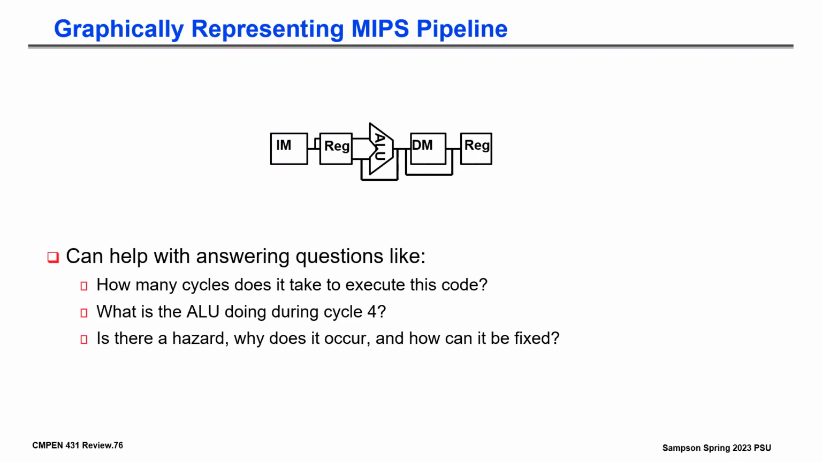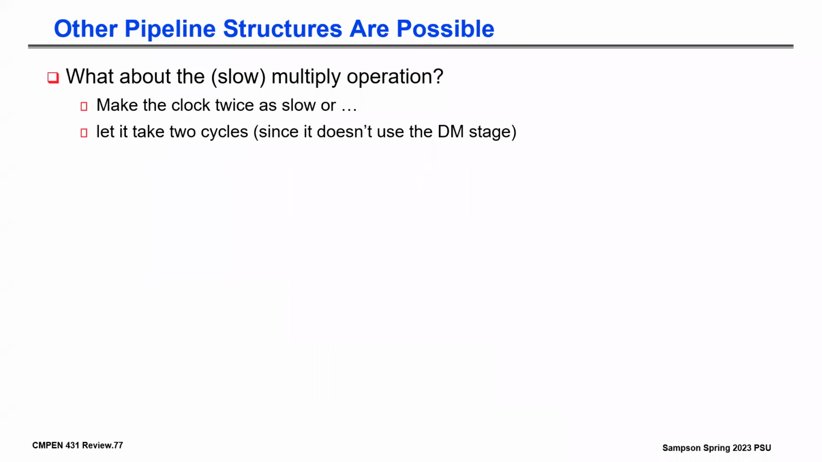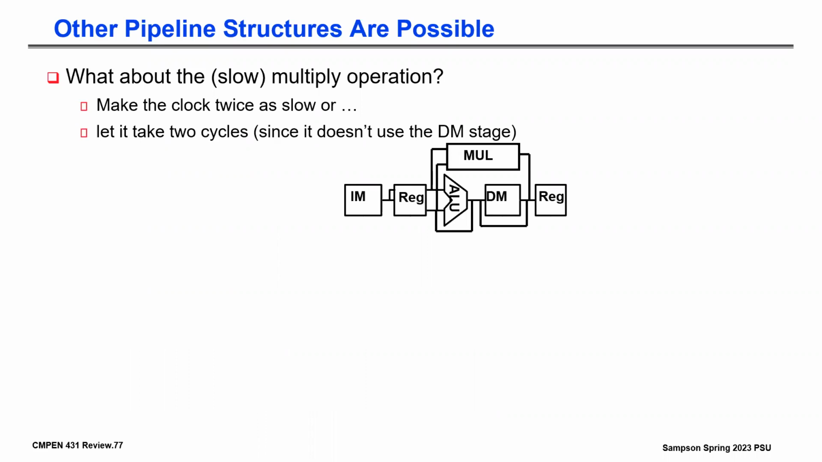Okay. We can ask what the ALU is doing in cycle 4, and we can ask, are there hazards? Why does it occur? How are we going to resolve it? Because again, if everything was feed forward, no hazards, but real things have hazards. Okay, and in any real pipeline, we're going to have to make some modifications, because it turns out that not everything fits that nice simple 1986 paradigm.